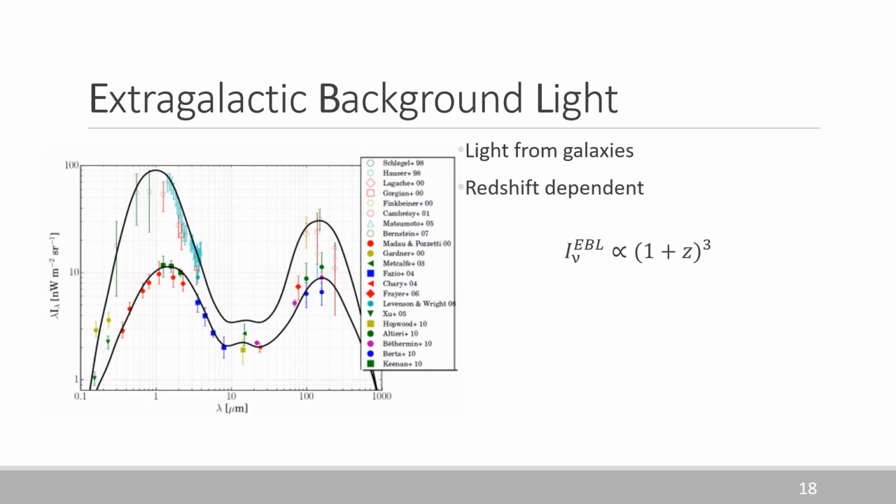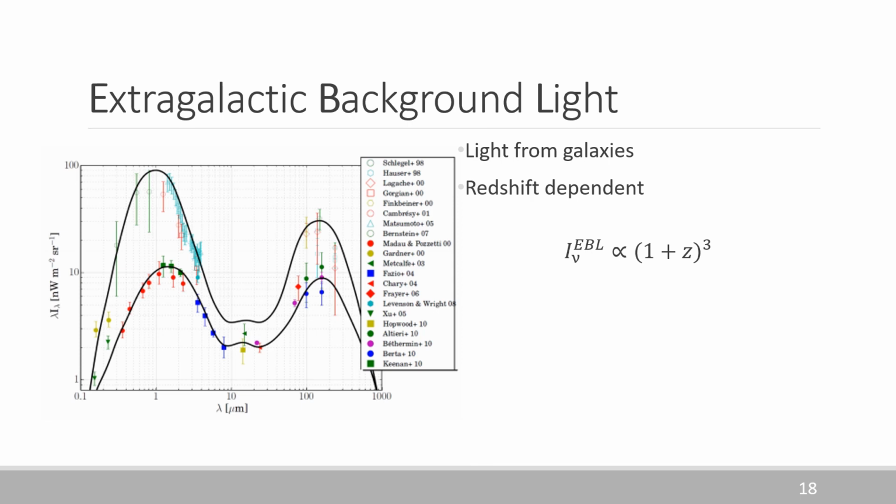Now he starts addressing the temperature of the CMB by talking about extragalactic background light, or EBL, which is basically the light emitted from galaxies. And of course, like all light in the universe, it's redshift dependent, according to this equation he cites here. And here on the left, we have a plot of this EBL, with intensity on the y-axis versus wavelength on the x-axis. And all these symbols shown here on the right correspond to different papers that have measured the EBL intensities.